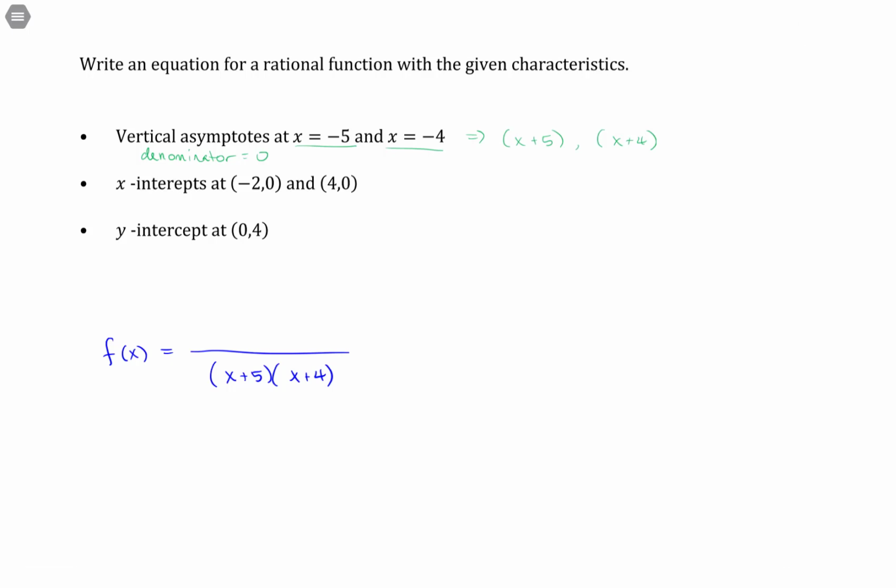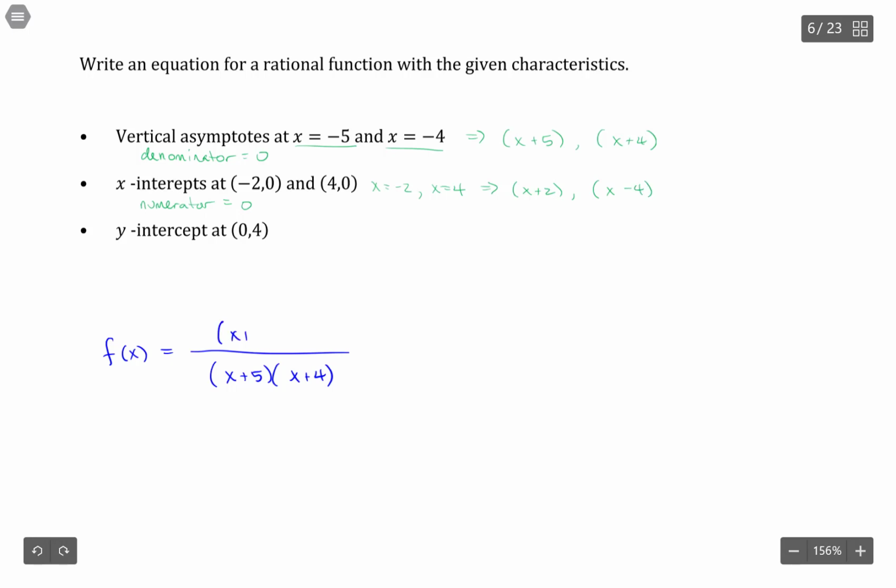Now, next up, I have some x-intercepts. X-intercepts are locations where the numerator happens to be equal to 0. So I need to take these x values, which are x equals -2 and x equals 4, and likewise change those into factors for my numerator. So this would be x plus 2 and x minus 4. So x plus 2 and x minus 4.